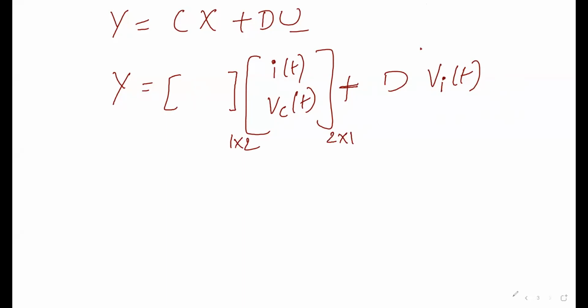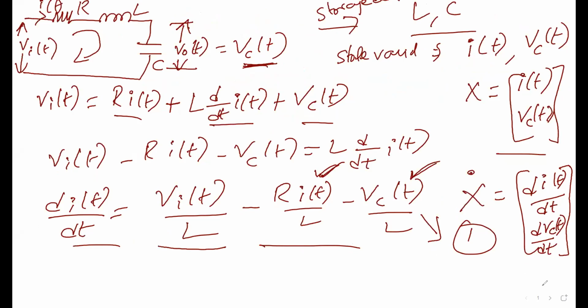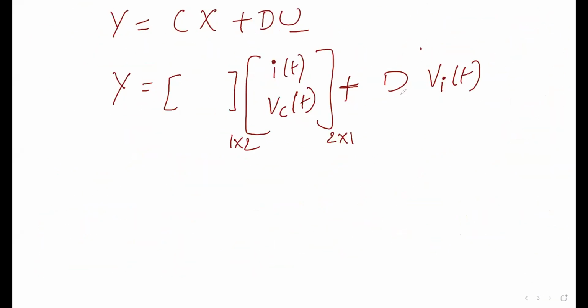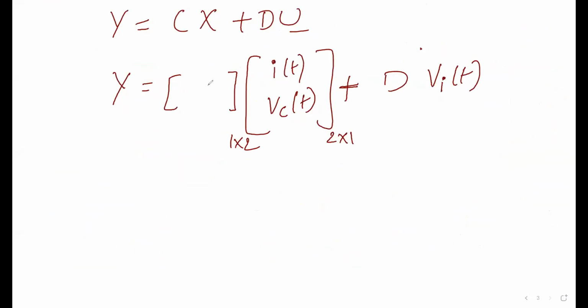What is the output? What is the value? Vc of t. So is the I of t term there in the output? No. We have only Vc of t. So it is 0, 1. And the D matrix is 0. D is obviously taken as 0.